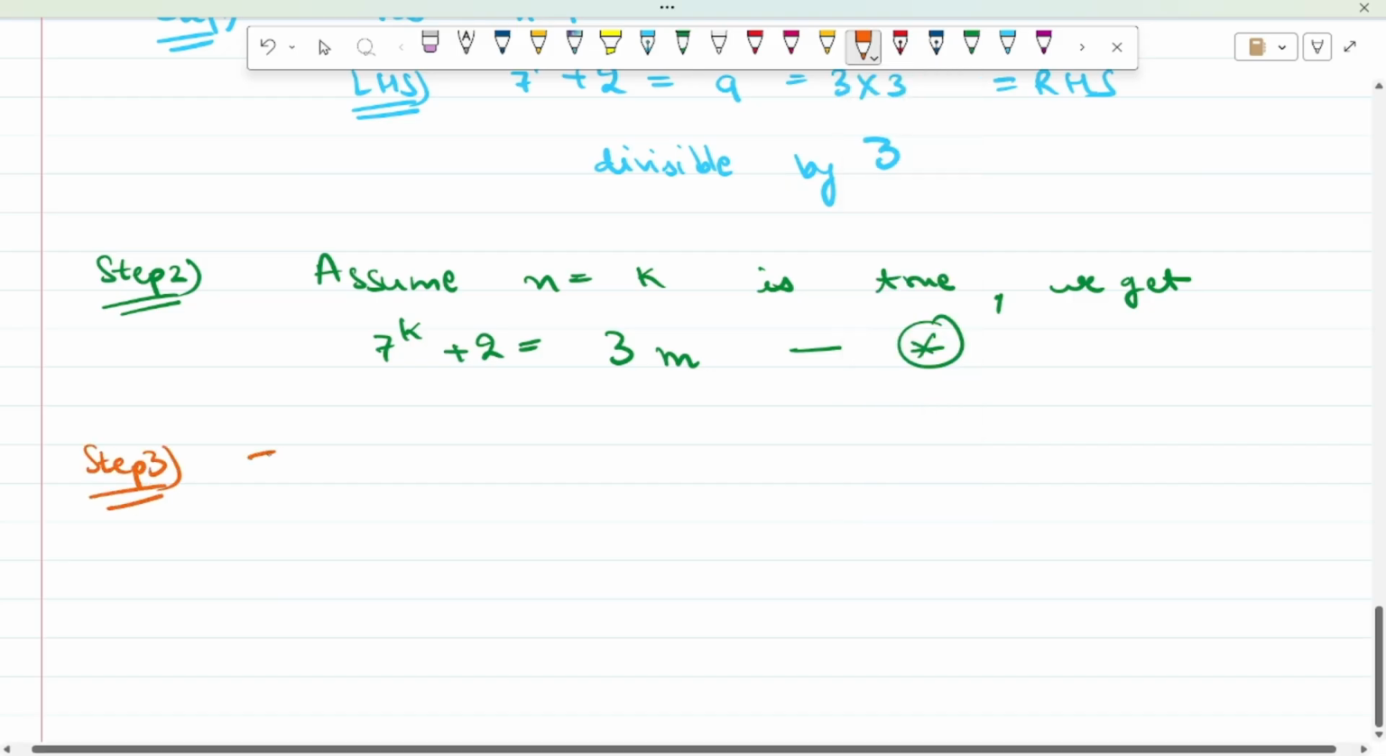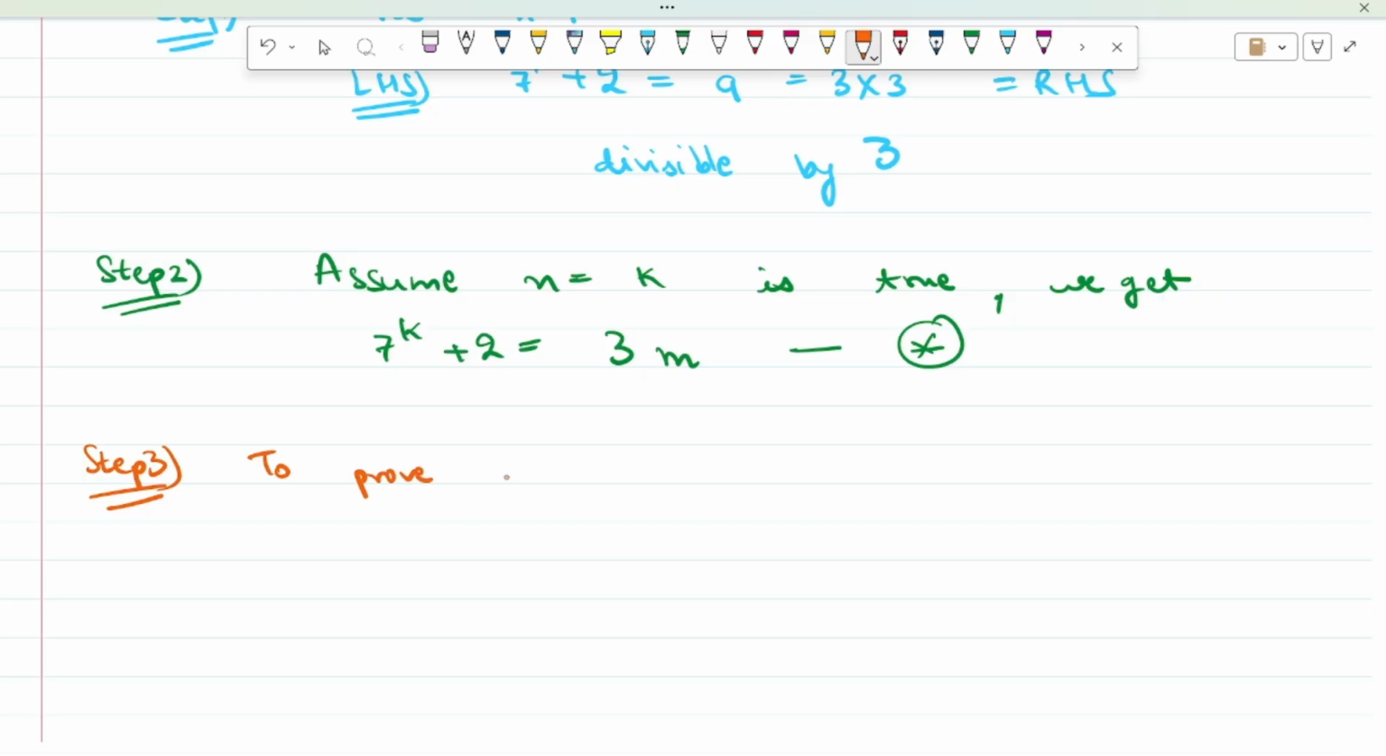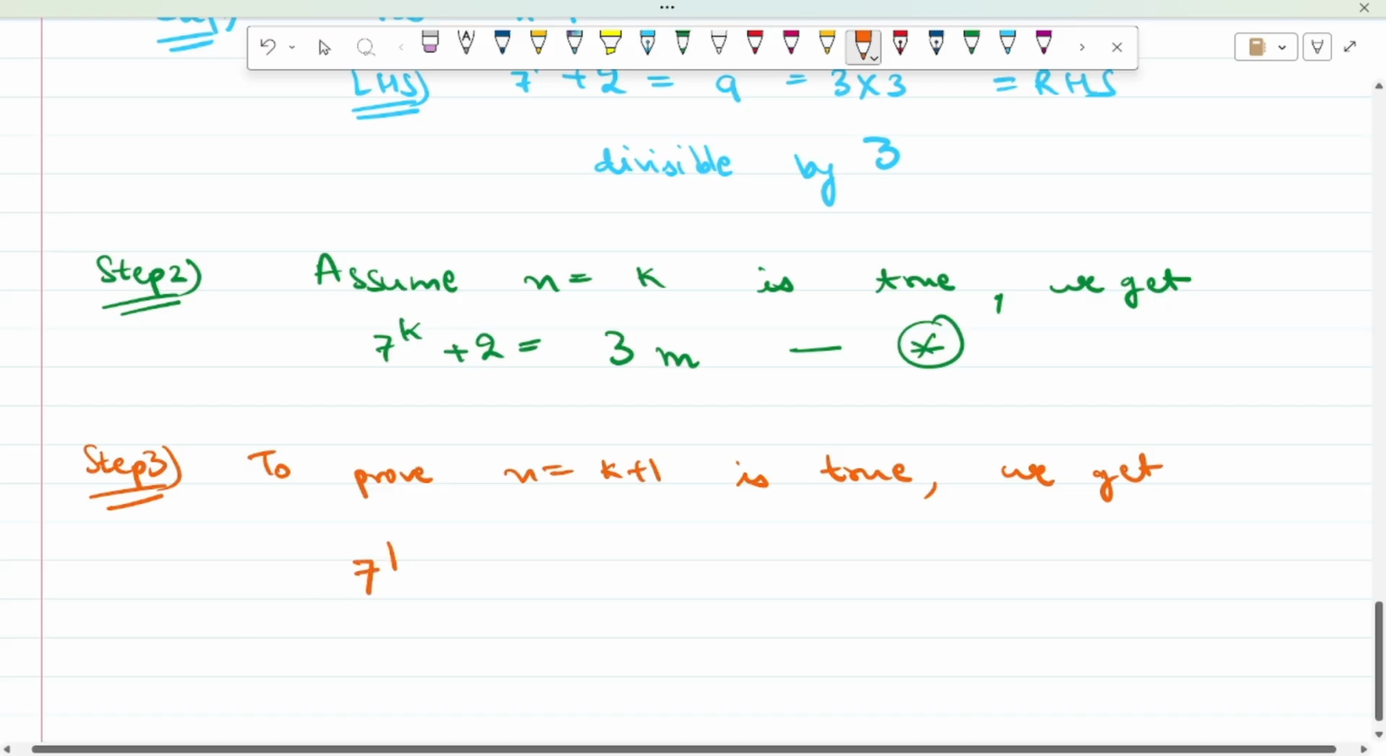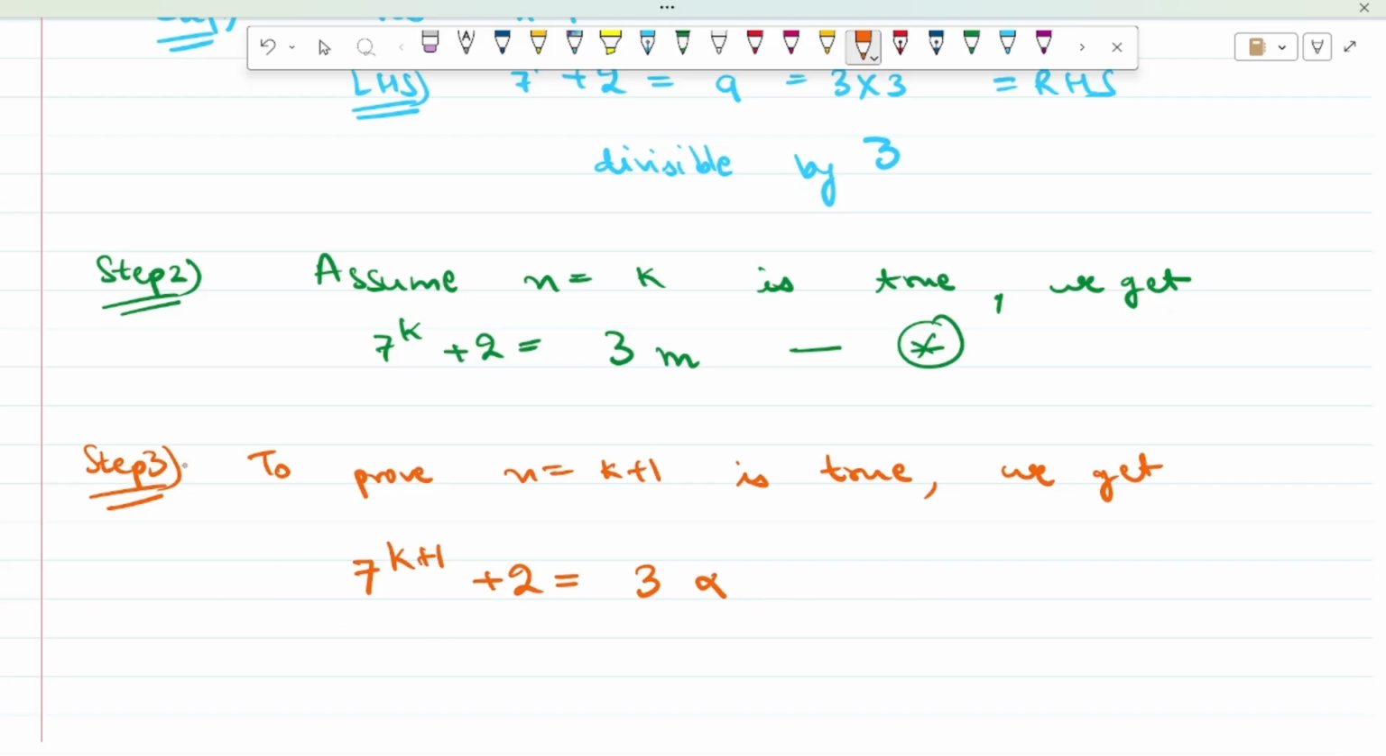So this is step 3, to prove n is equal to k plus 1 is true. We're going to assume that what we get, 7 to the power of k plus 1 plus 2, will be equal to some 3 alpha. Here I'm taking m, here I'm taking it to be alpha. Can I modify this star? Can I get the value of 7 to the power of k from here? 7 to the power of k will be 3m minus 2. Let's label this as star.